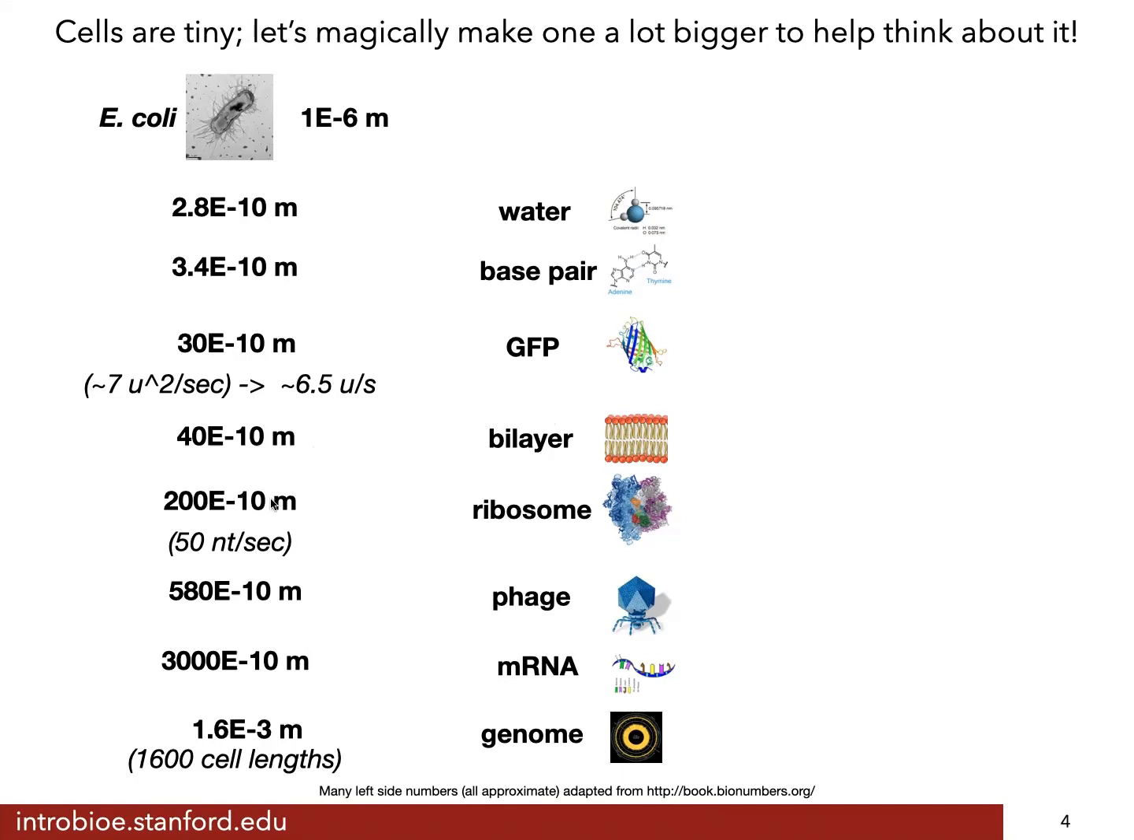A ribosome looks like it's approximately 20 nanometers. And the phage, 580 tenths of a nanometer, or 58 nanometers. mRNA, 3,000 tenths of a nanometer. The genome, 1.6 millimeters. I jumped there, right? The genome's like big.